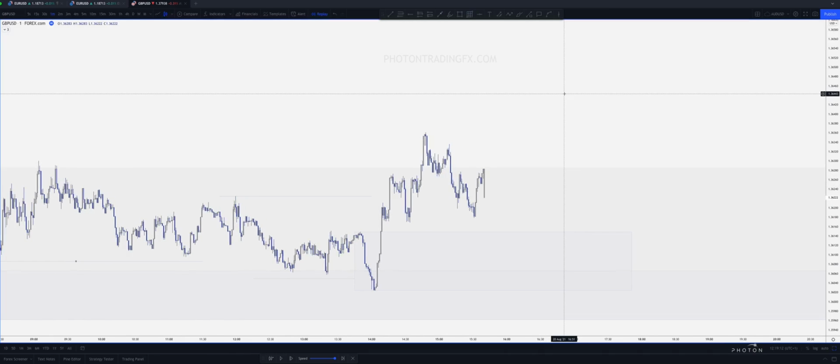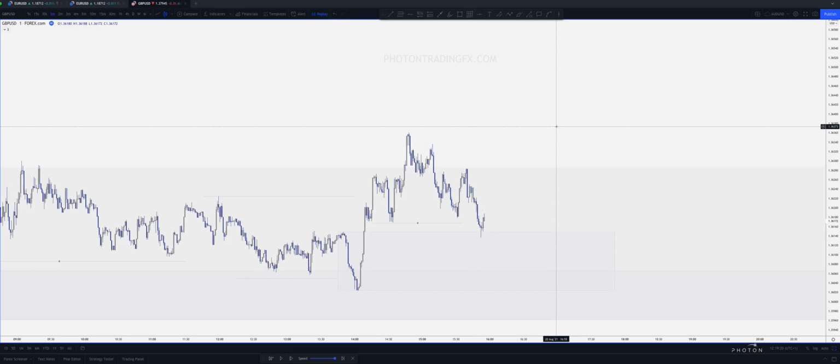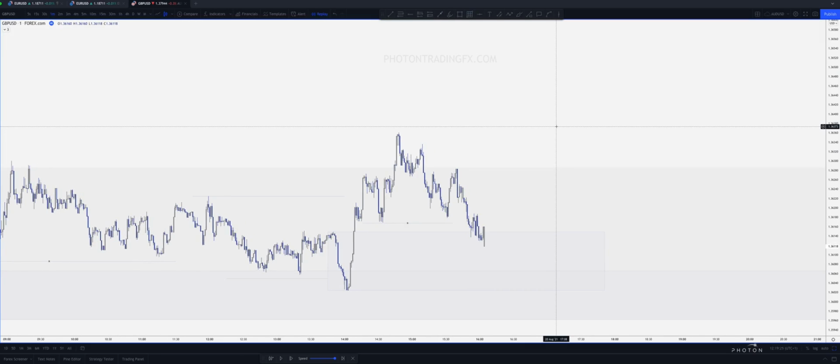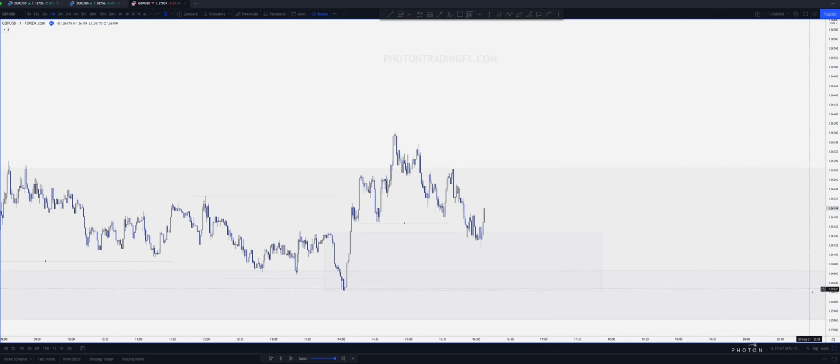So let's see, what are we doing? We're just building more liquidity, right? All below these lows here. Stacking inducement in front of our zone, which is what I like to see. Okay, price comes into our zone. Okay, we're still bearish. Okay, now we have that change of character.